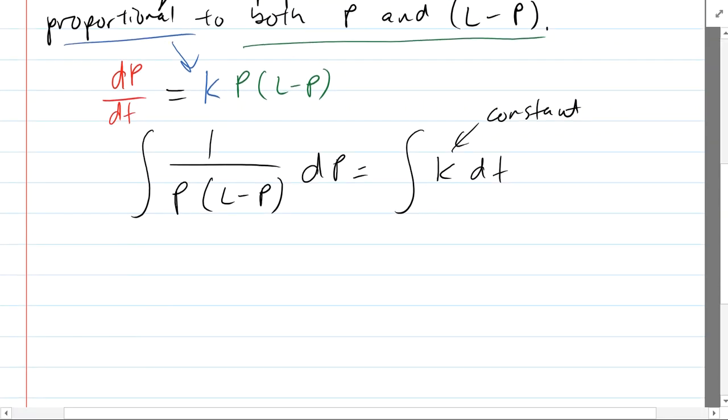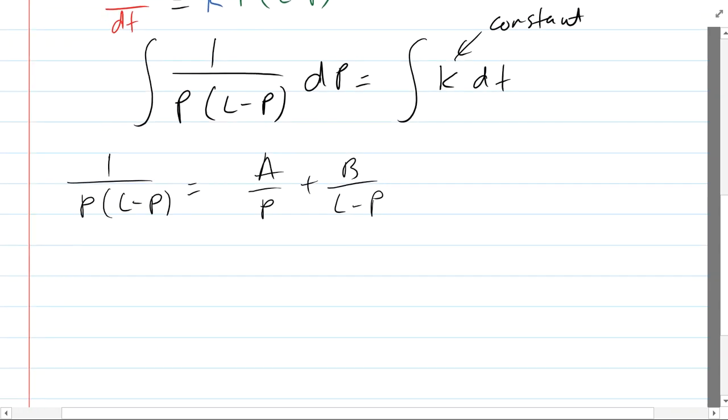So I know I've got to do this, so I'm going to go off and do my algebra first. For my algebra, I'm going to say that 1 over P times L minus P is equal to A over P plus B over L minus P. Is this a really easy one? It's the easiest logistic growth, easiest partial fraction. So conceivably, I could test you on partial fractions by doing one of these, and I don't have to do two problems. So you should probably make sure you know how to do this.